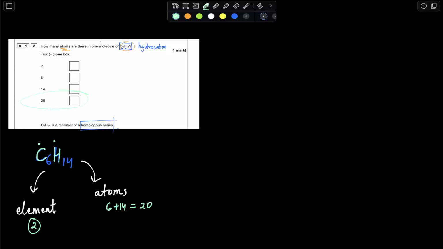If you're understanding how to count atoms and elements, how about doing this question? C6H12O6. Tell me the number of elements and atoms. Quickly. Okay, if you're done, let's look at that.